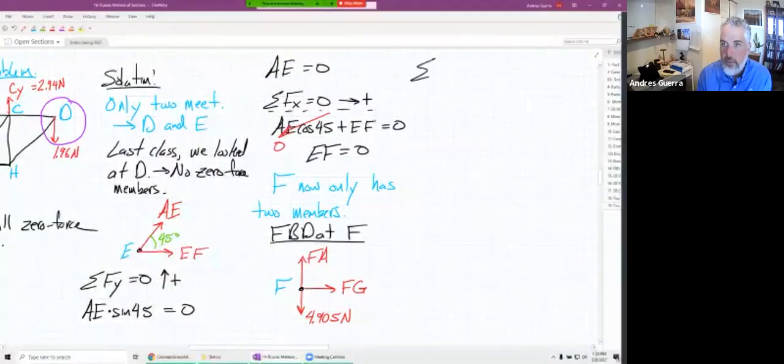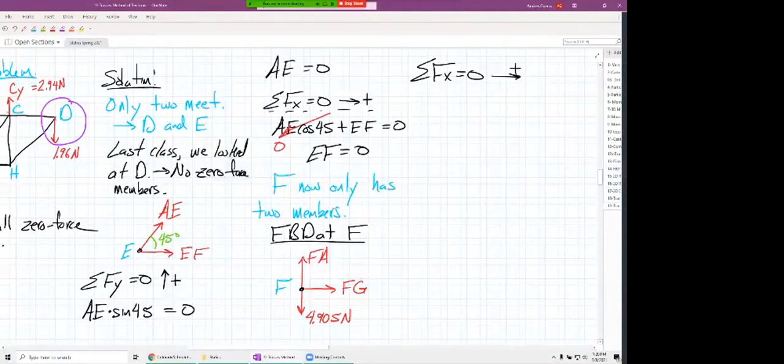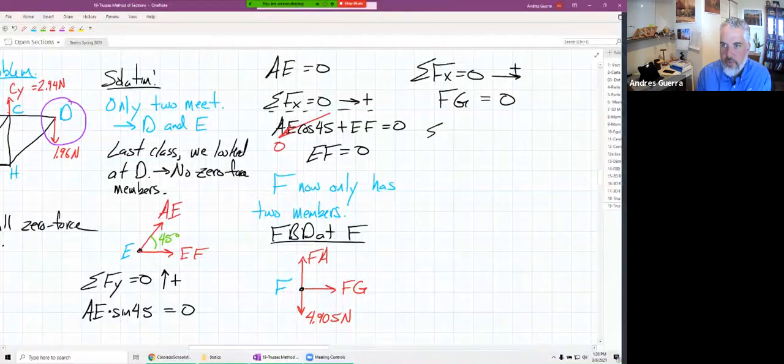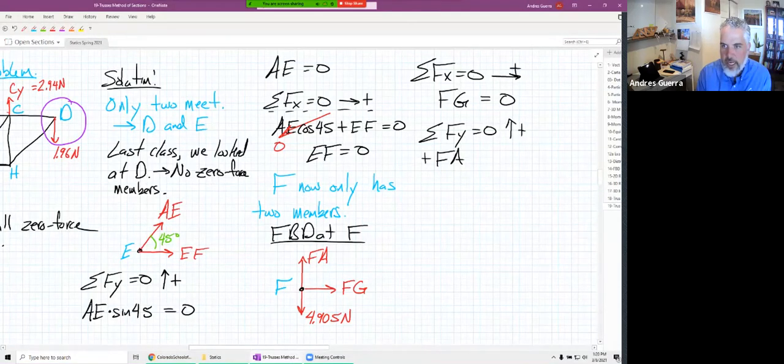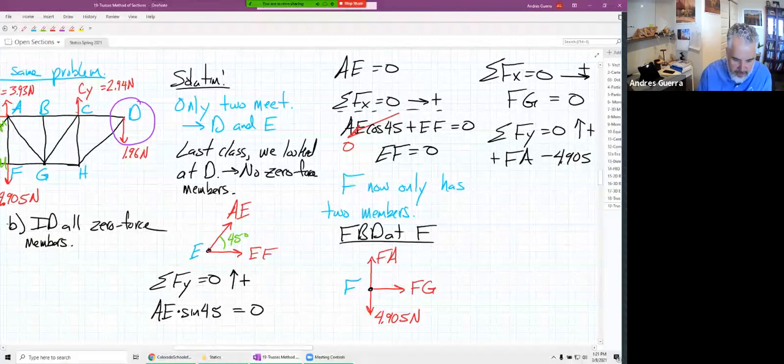Well, we could do our equations, right? Sum of forces in the x is equal to 0. What do we have going on in sum of forces in the x? Just FG, right? So FG would be 0. And then what if we sum forces in the y equal to 0? Well, actually, we'll do positive going up. We have an FA minus 4.905. So FA is not going to be equal to 0, but FG is equal to 0. So let's go back and let's destroy FG. So FG goes away.